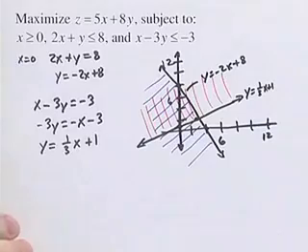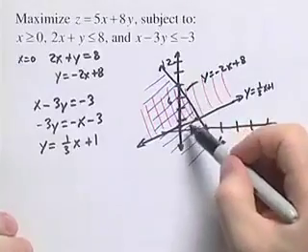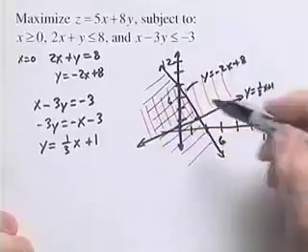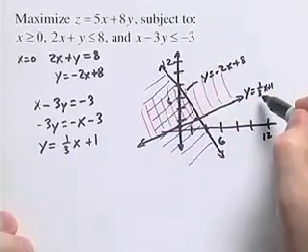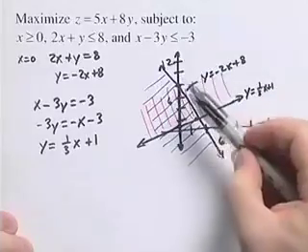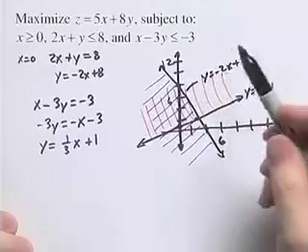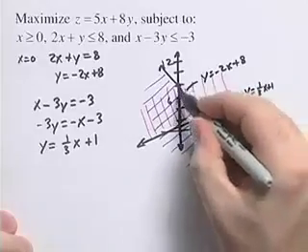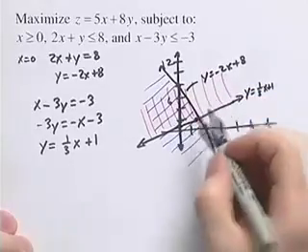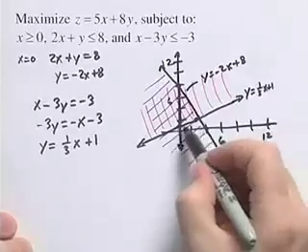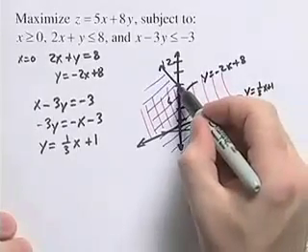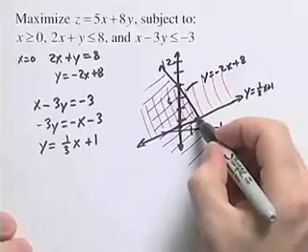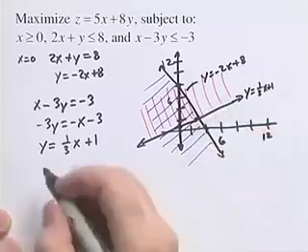Now our feasible region for this problem is going to be where the overlap lies. We need to be to the right of the y-axis. We need to be above the line y equals 1/3 x plus 1. And we need to be below the line y equals negative 2x plus 8. That puts us in this region right here, the triangular region. We need to find the corner points for this region. These are going to be y-intercepts for our two lines, and we'll need to find the intersection point for those lines.